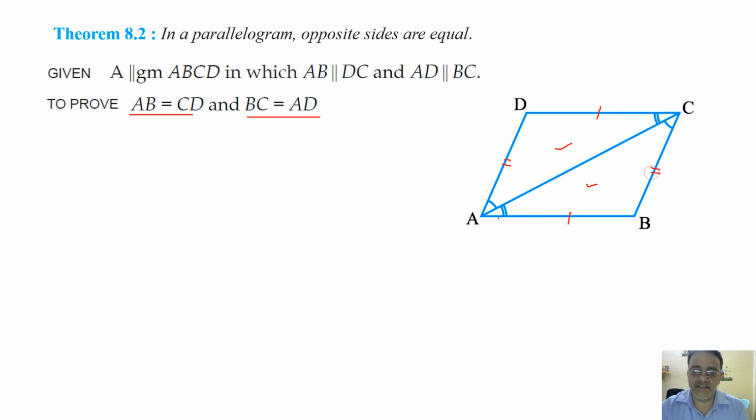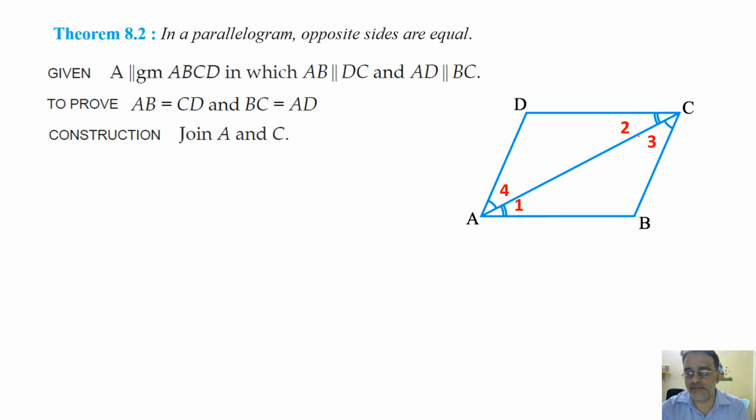Right? Construction, same construction, join AC, and we are going to prove the same by naming the angles as 1, 2, 3, 4. Angle 1 is equal to angle 2, alternate interior angles. Angle 3 is equal to angle 4, alternate interior angles, and AC is common. So these two triangles are congruent. By which criteria?